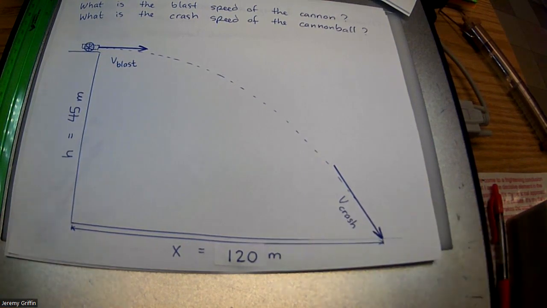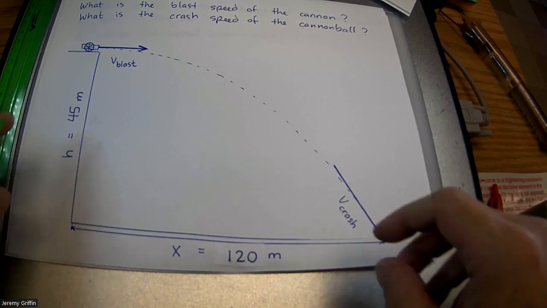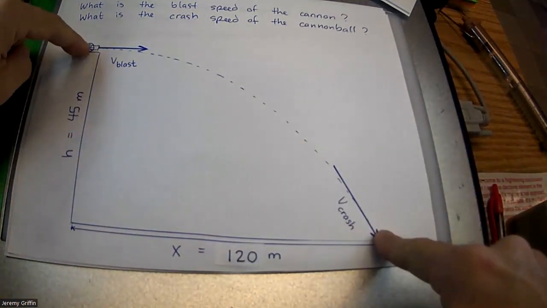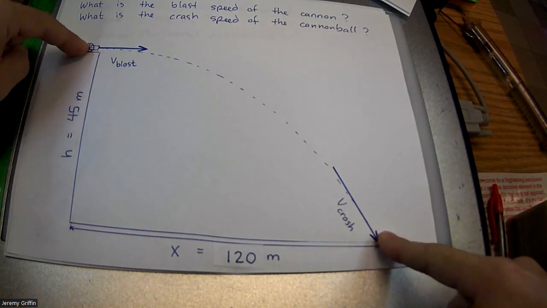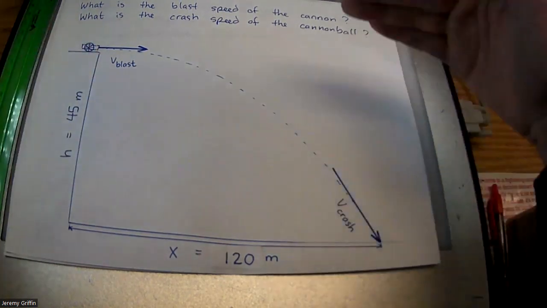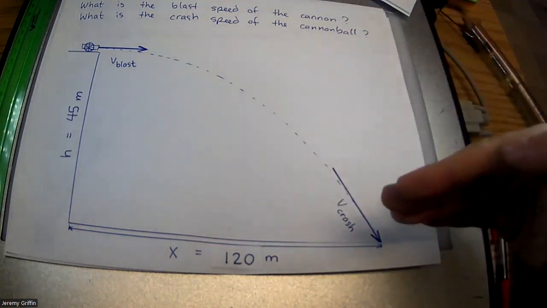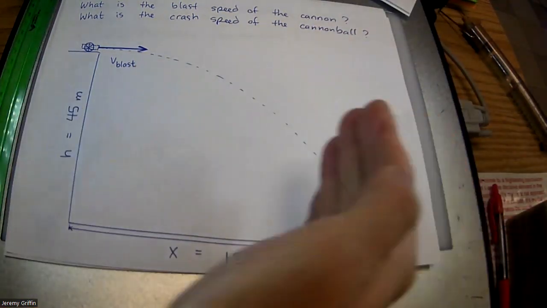I think you guys get that idea, right? Oh, how about this? So going from here to here, you can analyze the motion of the cannonball either vertically, like how far it's fallen, or horizontally, like how far across the field it's moved.